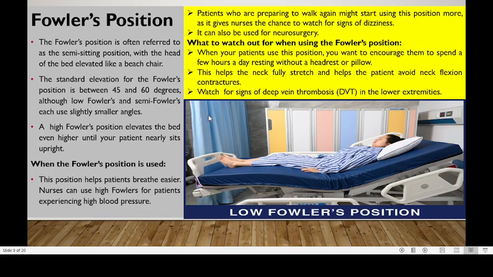Hello and welcome to patient positioning. Here we are looking at the Fowler's position.